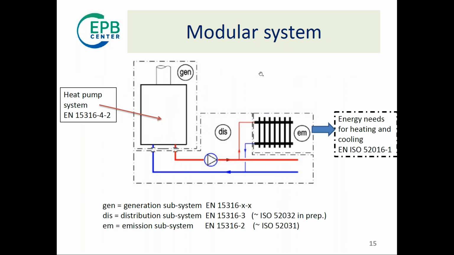As you know, the EPB standards are built up like a modular system. And if we look at the heating system, we have 3 modules here shown. That's generation subsystem, illustrated here, the distribution subsystem, and the emission subsystem. And you could also add the storage subsystem, of course. So for the connection of the heat pump, you have the heat pump here as a generator, and you have the energy need here who extract the heat from the emission subsystem.